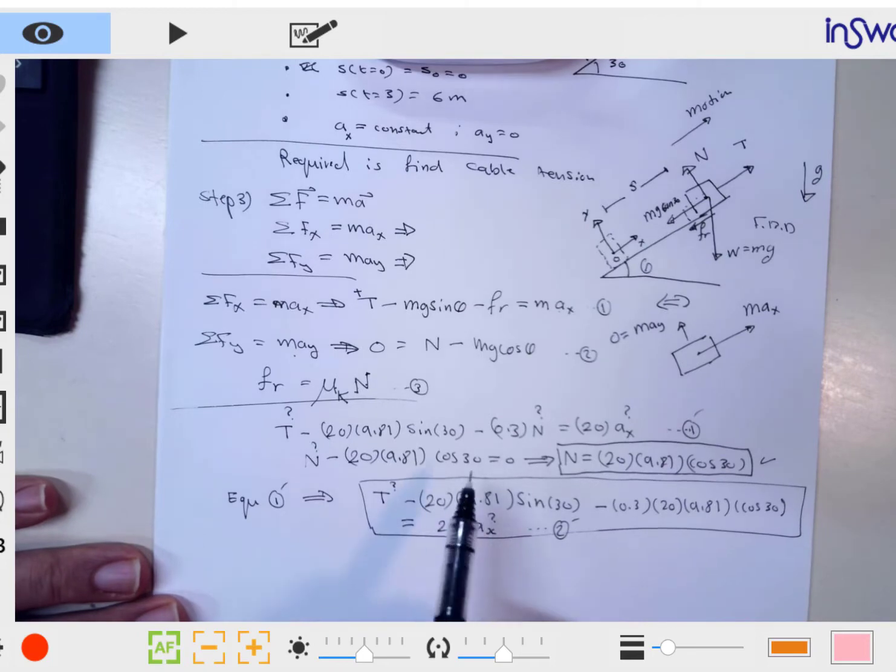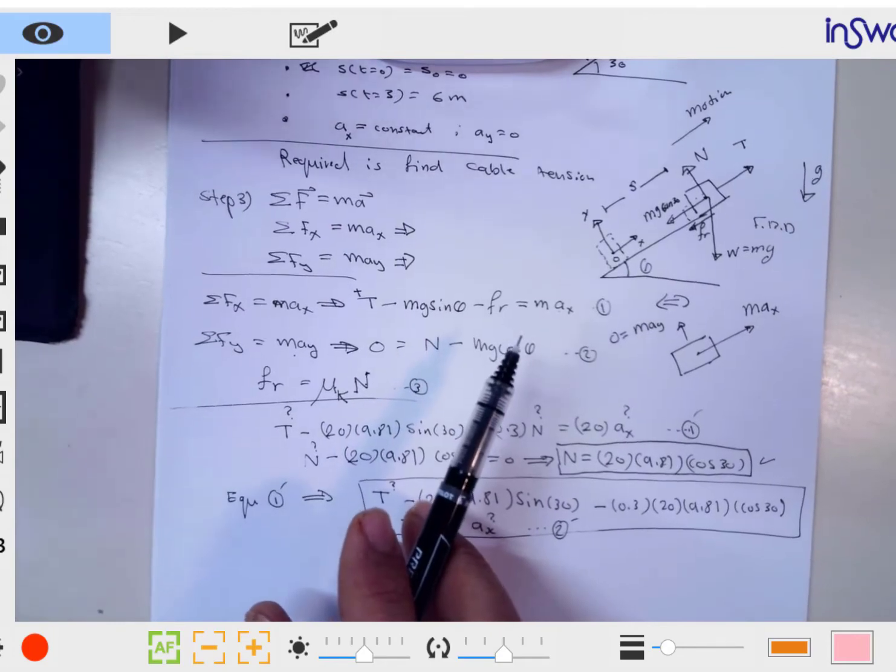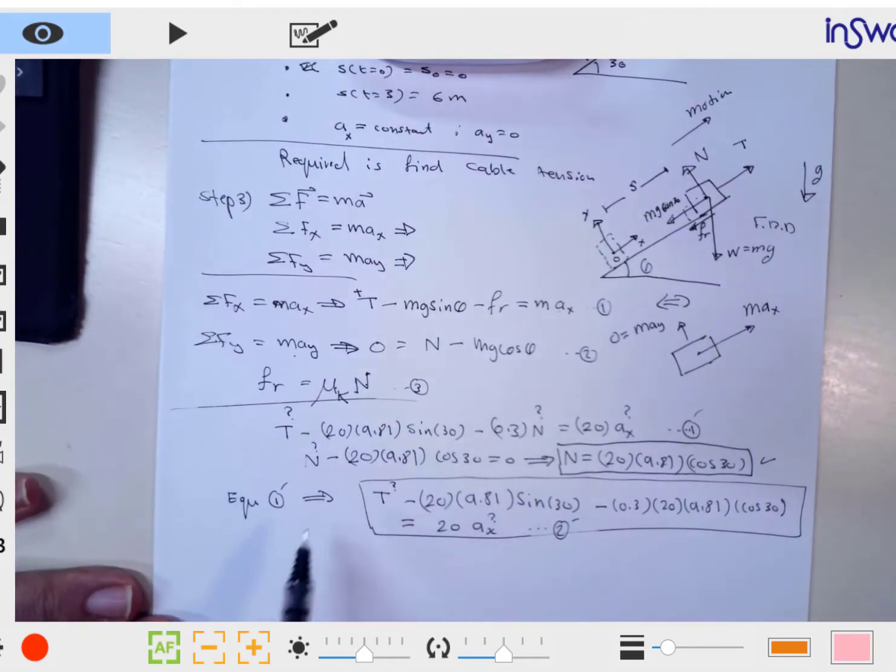Well, one thing I know about the acceleration is that it's constant, and what's given to me is the following information. It starts from an initial position of 0 with an initial velocity of 0, and it takes 3 seconds until it reaches a distance of 6 meters. This is useful information, because knowing that this object is moving under a constant acceleration enables me to use the equations of motion with constant acceleration.